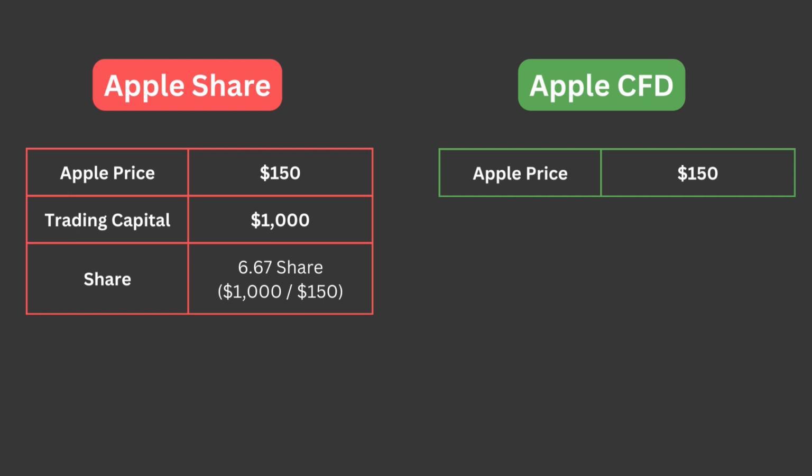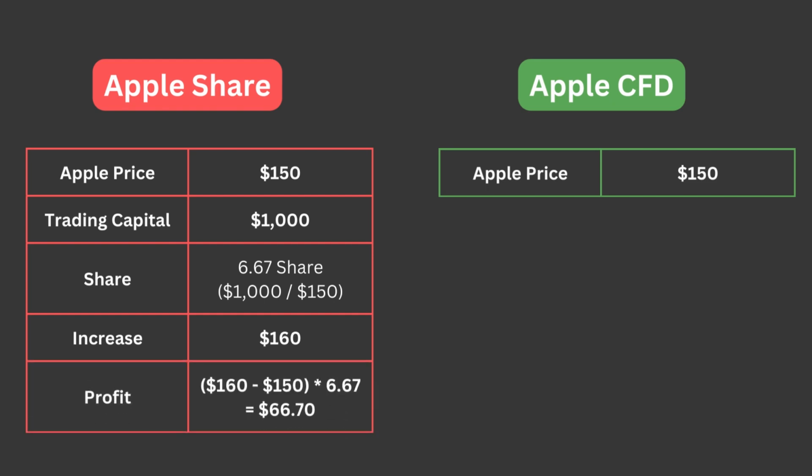If the price of Apple shares increases to $160 and you sell your shares, your profit would be the difference between $160 and $150 multiplied by 6.67, which equals $66.70, excluding any fees or commissions.